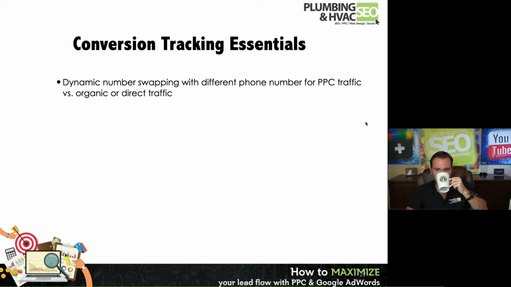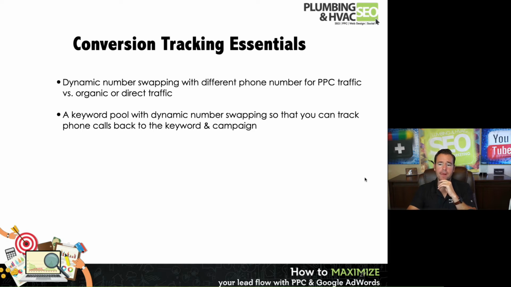So conversion tracking: yes, you want to track calls, but that's only kind of the first iteration. You need to know how many calls came in via organic versus pay-per-click. And this can easily be done with dynamic number swapping. Most of the call tracking platforms now have this capability. So based on source, a different number comes up on your website. If they got there from Google Maps, they would see an organic number. If they clicked on a pay-per-click ad, they would see a pay-per-click number, right? And you want to know what calls came from what source and be able to see that very easily within your platform.